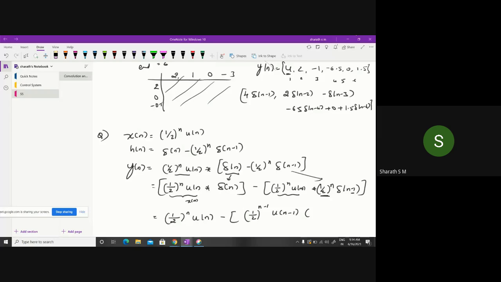So just go through the property. This is (1/2)^n into u of n, that is x of n, convolve with delta of n minus n naught, where the value of n naught is 1. Once you apply the impulse property, we get x of n minus n naught. So replace wherever we have n by n minus 1. And this one is retained the same as it is, because that is with respect to the impulse only. That's the amplitude level.